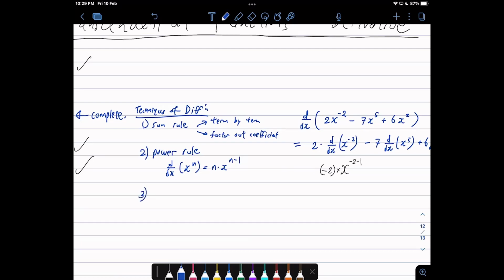Okay, next one. Sometimes the functions look like this. A function inside a function. We call this a composite function. What rule do you need to use? Also known as the chain rule. Chain together, right, like a chain.